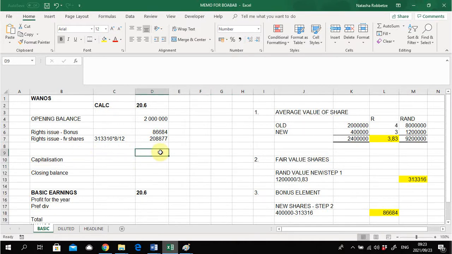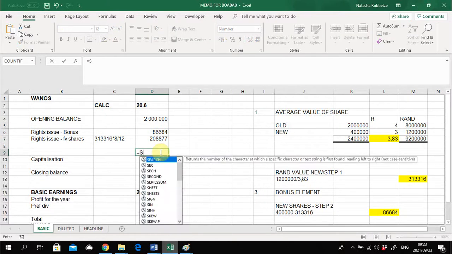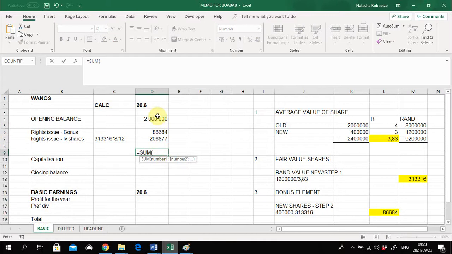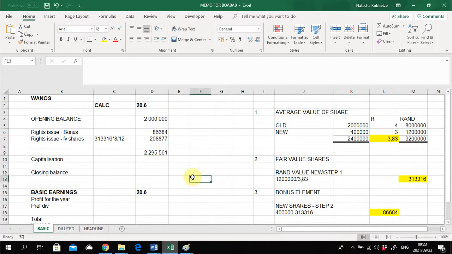At this point, I'm just going to get a rollover total. So I'm going to put it in bold, and the total up till this point would be the opening and then the bonus and the fair value shares. Later that year, we have a capitalization issue, which also affects the weighted average number of shares, because there are already ordinary shares and then they're giving you more shares due to having ordinary shares. And in the capitalization issue, we are told that there's 1 ordinary share for every 100 held.